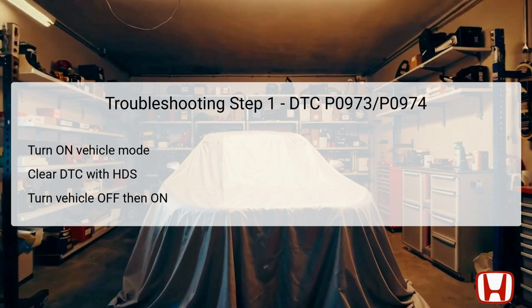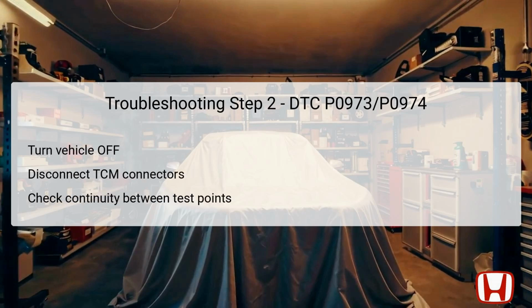This step is essential to confirm whether the DTCs reoccur, as doing so will help to differentiate between an intermittent issue and a persistent error originating from the electrical system. Once the wait period is over, check for any pending or confirmed DTCs using the HDS diagnostic tool to determine the next steps. In this step, you will perform an open wire check by first turning the vehicle's ignition to the off or lock mode.